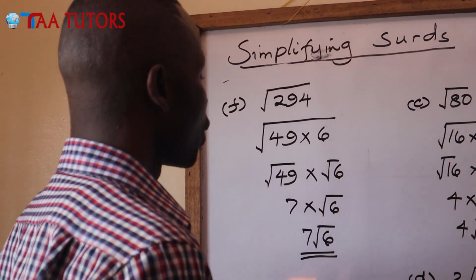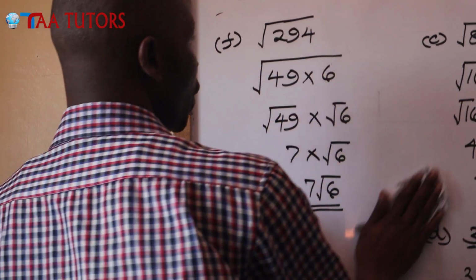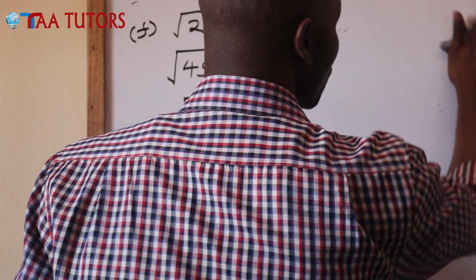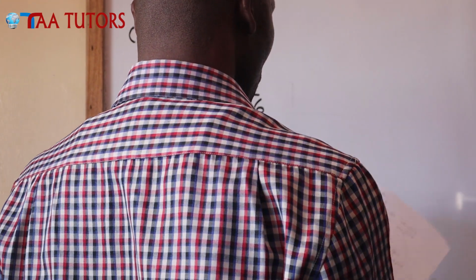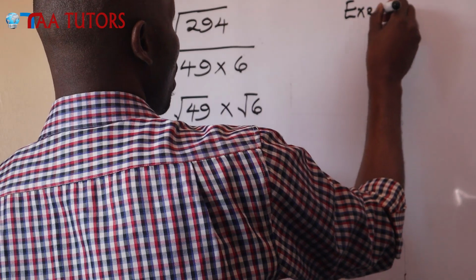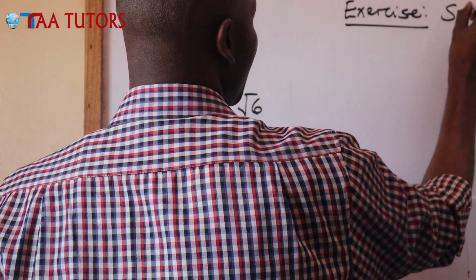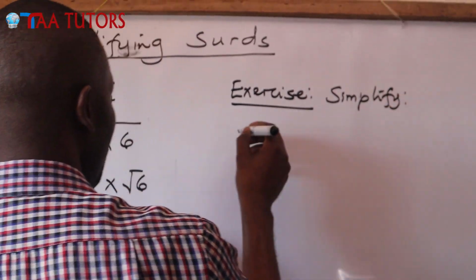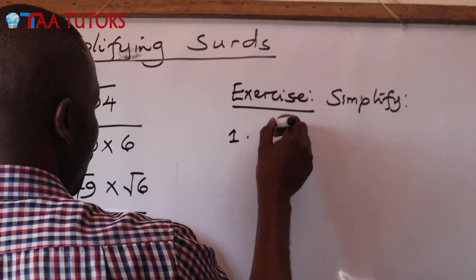Viewers, I believe by using those concepts we have followed through, you are able to answer a few questions involving simplification of SADs. I want to give you questions that I expect you to try yourself, so that you know whether you know or you don't know. The exercise is: simplify. Number 1 is SAD 50.